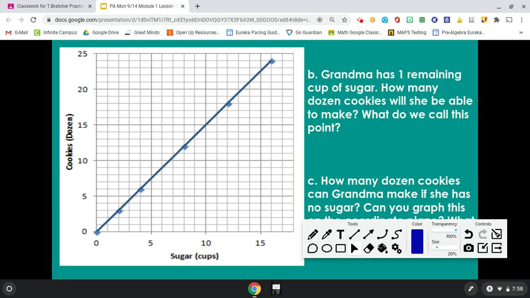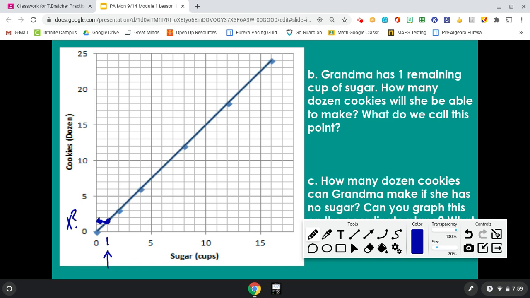Okay, part B, it says Grandma has 1 remaining cup of sugar. How many dozen cookies will she be able to make? And what do we call this point? So if I'm looking at 1 cup of sugar, I'm right here on my x. So I'm going to go up, and at that point, what is this value right here? What is my x value at this point on the graph?